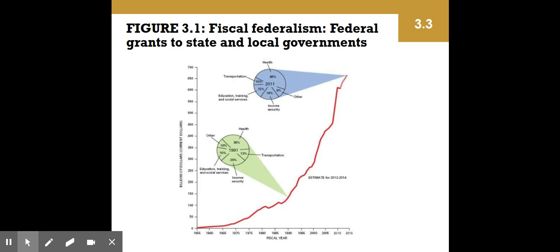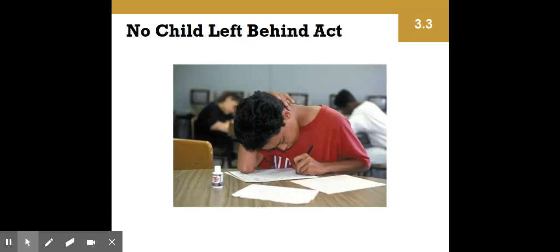Here you can see this chart that displays fiscal federalism, federal grants to state and local governments over time. One famous example would be the No Child Left Behind Act, which has been readjusted and renamed.